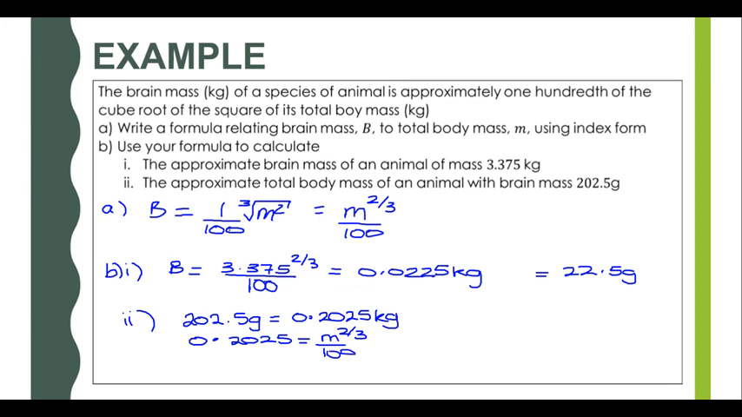We can make this simpler by multiplying by 100. So 20.25 is equal to m to the power of 2/3. And if we cube and then square root both sides, we get 20.25 to the power of 3/2 is equal to m. Again, using our calculators, this gives us m is equal to 91.125 kilograms.